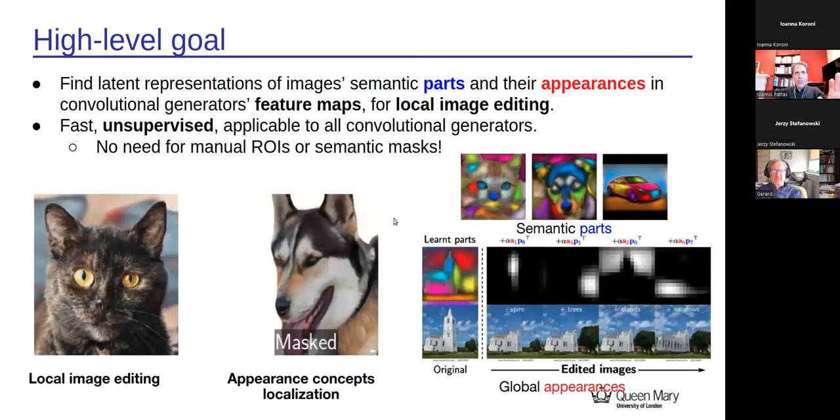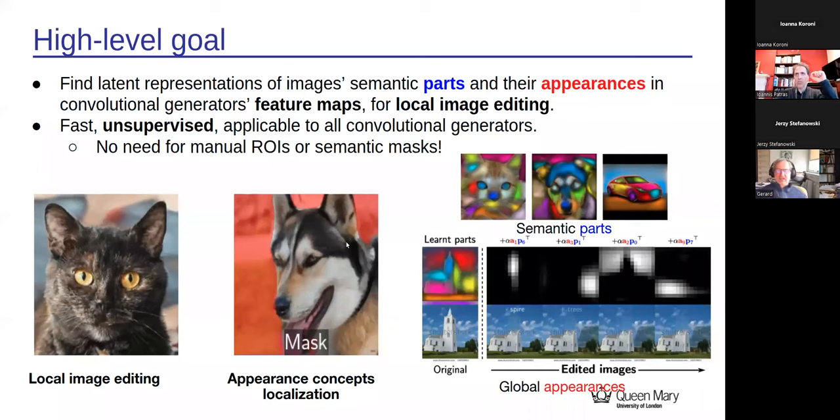The idea now is to find latent representations of images, semantic parts, and appearances. So we work on the latent representations of synthetic images such that we can localize semantic concepts, for example the ears of the cat or the eyes of the cat, in ways that will allow us to perform local editing, and in ways that will allow us to localize concepts such as the background or the dog. Here I have some examples of the edits that we are able to perform. We can remove objects, we can remove certain parts, or we can change the appearance of different parts, for example add windows in this building.